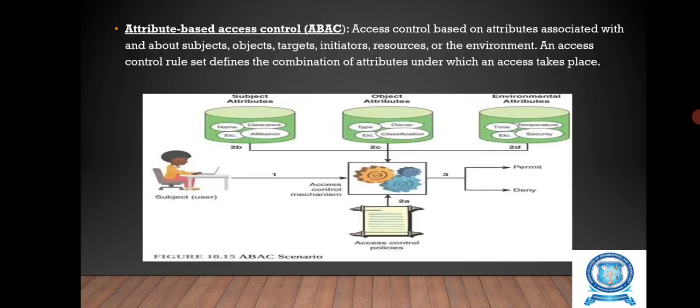Attribute-based access control, shortly called ABAC, is access control based on attributes associated with and about subjects, objects, targets, initiators, resources, or the environment. An access control rule set defines the combination of attributes under which an access takes place. So this is a diagram showing ABAC, that is attribute-based access control.